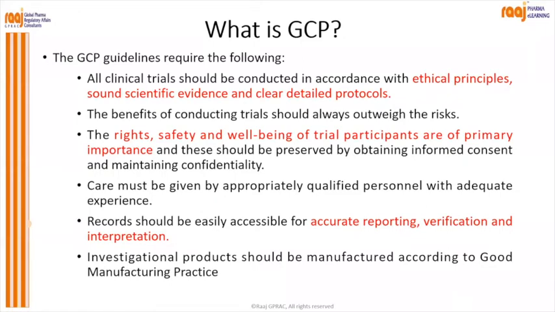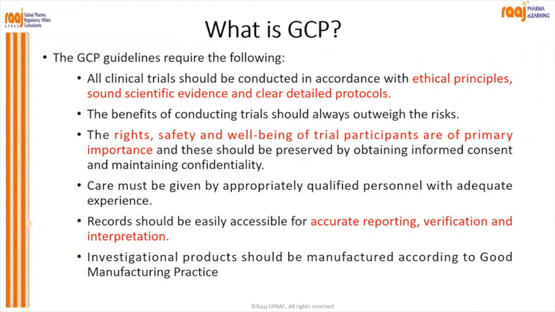Sound scientific evidence and clear, detailed protocols. Am I right? Then the benefits of conducting trials should always outweigh the risk. So, always the benefit should be more than the risk involved in the clinical trial, right? The rights, safety, and well-being of trial participants are of primary importance. As I said, safety is always there, and when we are involving humans in the clinical trial, each human is precious. Each person's safety is very important.